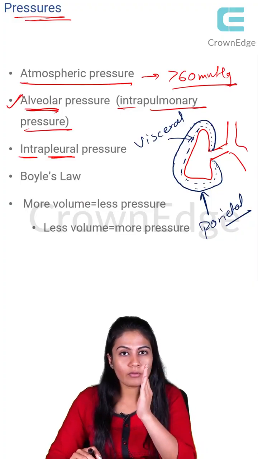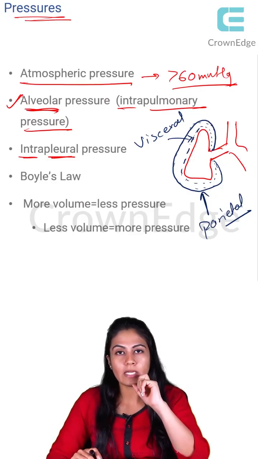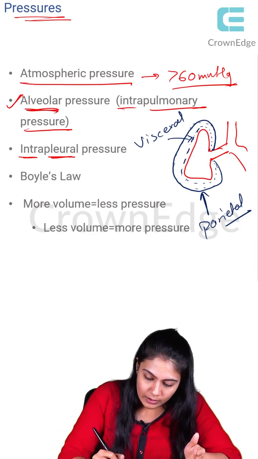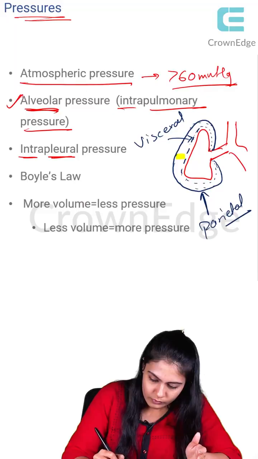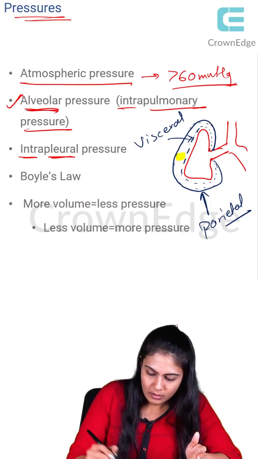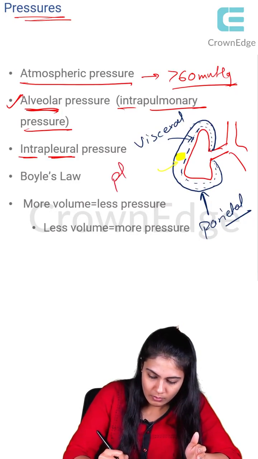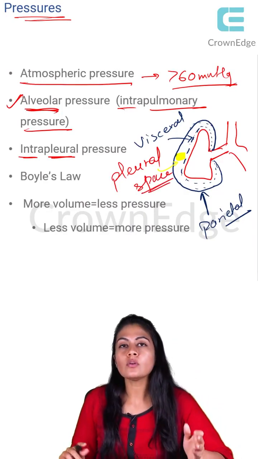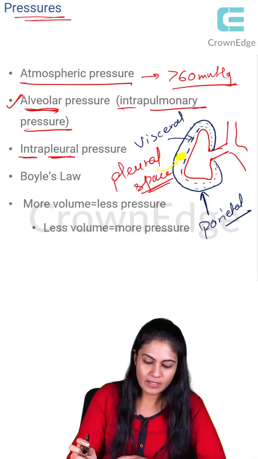The layer which is close to the lung is known as the visceral pleura, and the layer which is outside of that is known as the parietal pleura. You can see over here that there is a gap between these two pleurae. What is that gap known as? That gap is known as the pleural space. So the space between the visceral pleura and parietal pleura is known as the pleural space.